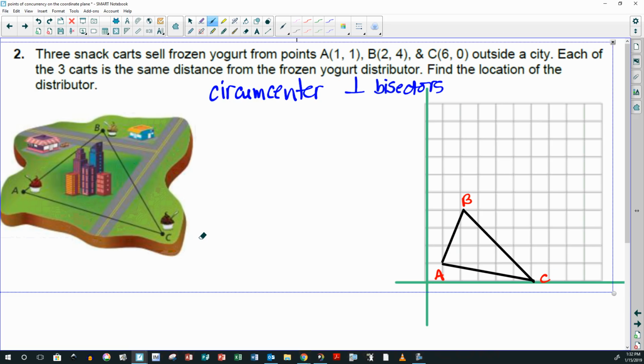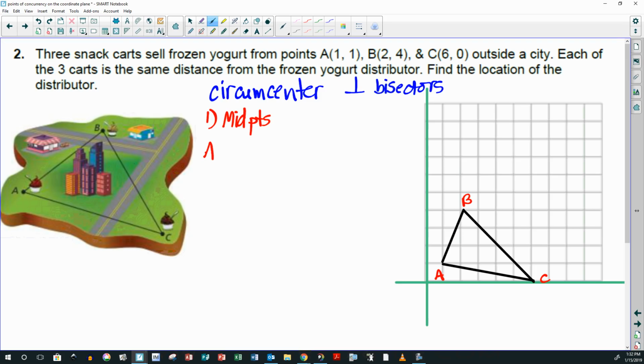All right. Since nothing is horizontal and nothing is vertical, then I'm going to need to find the midpoints and the slopes. Now, you can just choose 2 sides. You don't have to do all 3 of them. So I'm going to choose to find AB and BC. So I'm going to find the midpoint and the slope of AB and BC. So number one, I'm going to find the midpoints.